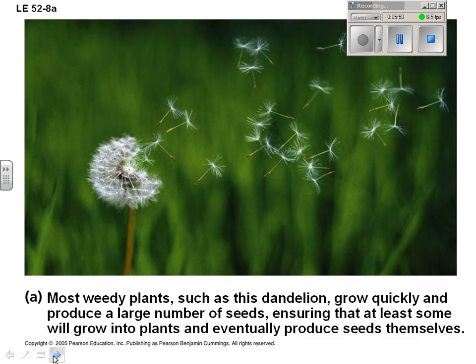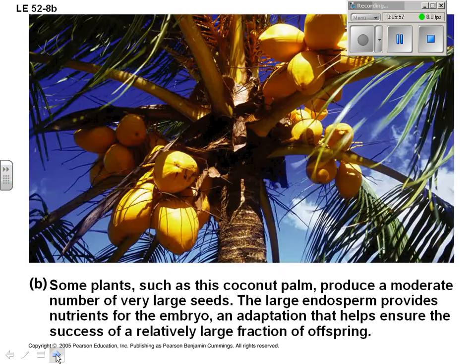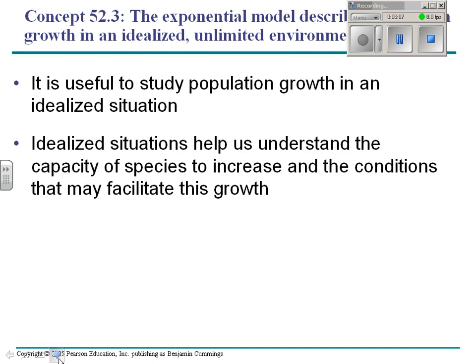Here's a dandelion. Again, it grows quickly and produces a large number of seeds. And then you have something like this coconut palm that produces very large seeds, but a small number. Okay, and so two different ways to reproduce and pass on your offspring.